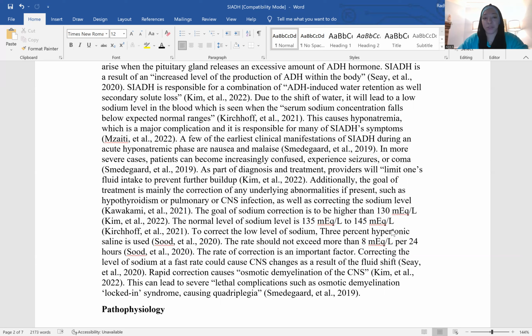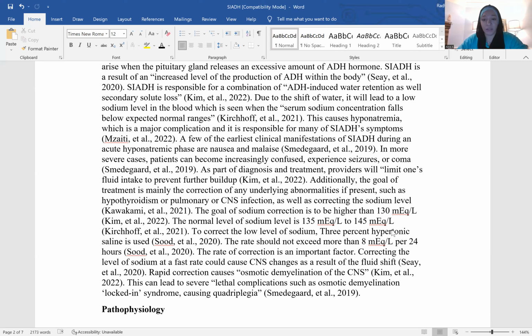Additionally, the goal of treatment is mainly the correction of any underlying abnormalities, if any are present, such as hypothyroidism or pulmonary or CNS infection, as well as correcting the sodium level. The goal for sodium correction is to be higher than 130 mEq per liter. The normal level of sodium is 135 to 145. To correct the low level of sodium, 3% hypertonic saline is used.